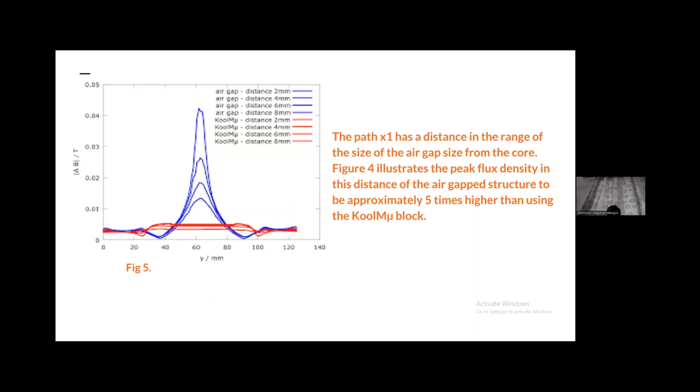In the other figure, figure 5, the part X1 has a distance in the range of the air gap size from the core. Figure 4 illustrates the peak flux density in this distance of the air gap structure to be approximately 5 times higher than when using the cool MU block.